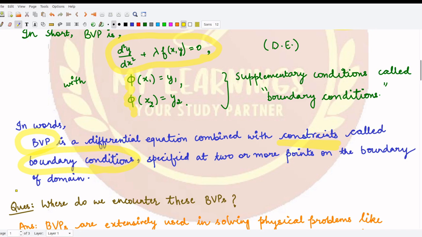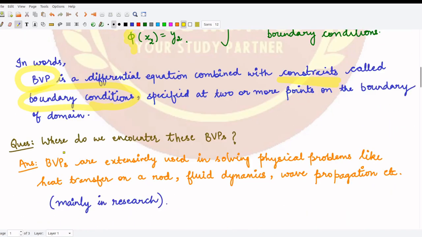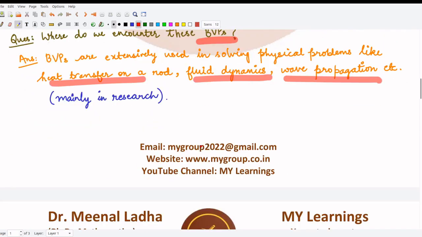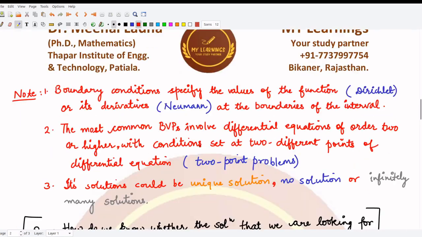So practically, where do we encounter these kinds of boundary value problems? In fact, we have these boundary value problems in many areas, like whenever we solve various physical problems such as heat transfer on a rod, fluid dynamics problems, and wave propagation, and mainly in research, you'll encounter these kinds of boundary value problems. And there are more difficult ones also which do not have a solution at all, while some might be solvable.